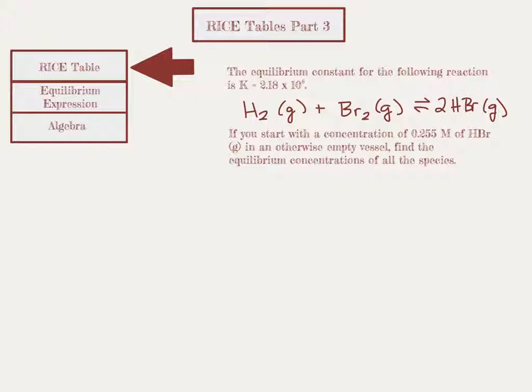If you start with a concentration of 0.255 molarity of the HBr molecule in an otherwise empty vessel, we need to find the equilibrium concentrations of all the species. Okay, so I'll go into my normal rice table mode. I'm going to start by rewriting my reaction. I notice that I have a 1:2 ratio between either reactant and the product.